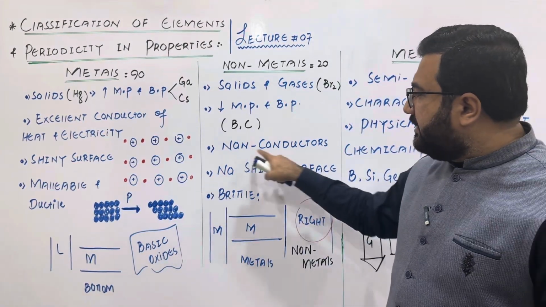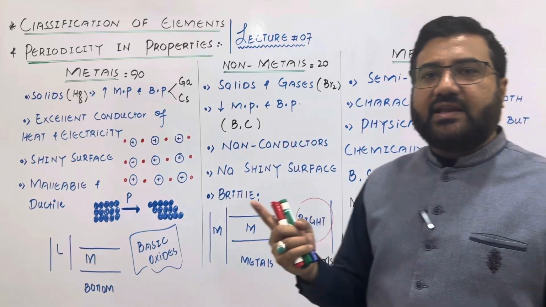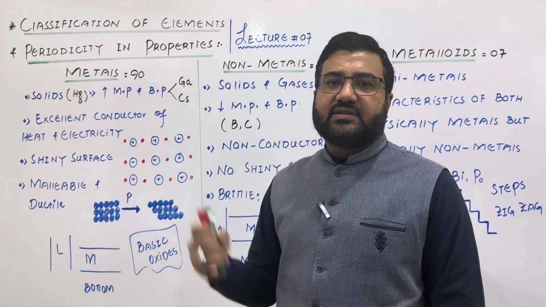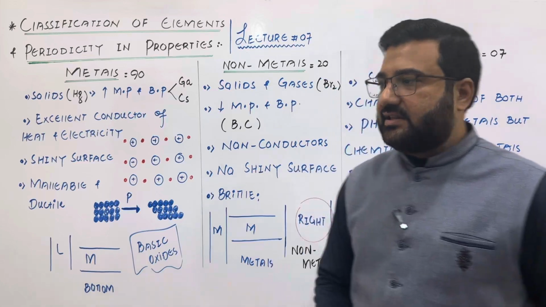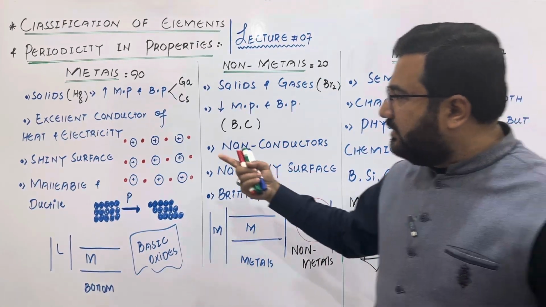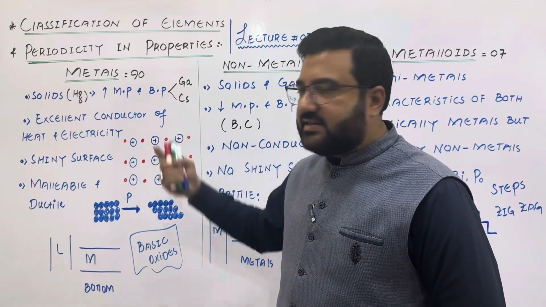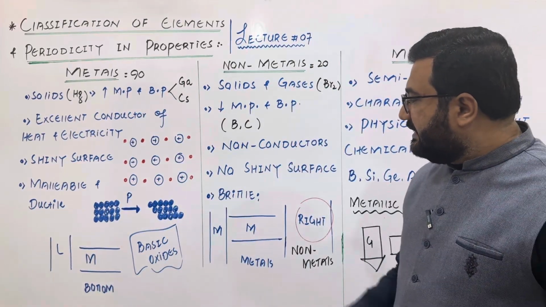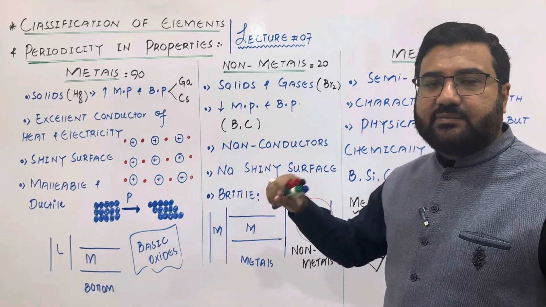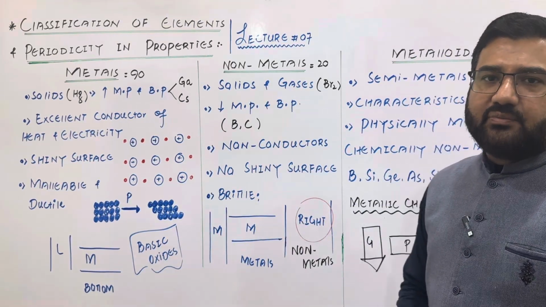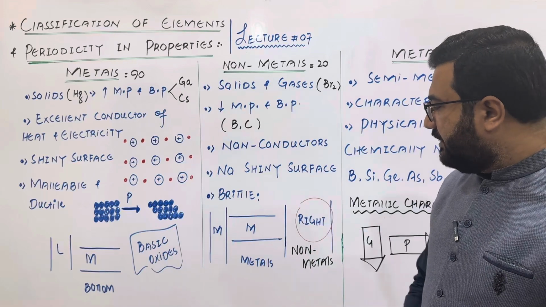Now, they are non-conductors both thermally and electrically. They do not conduct electricity or heat because of the absence of free electrons in them. They do not have a shiny surface due to lack of excitation and de-excitation of the electrons. They do not have that lustrous surface. They are brittle, meaning when pressure is applied on them, they are broken down into very small pieces. So their structure is brittle.